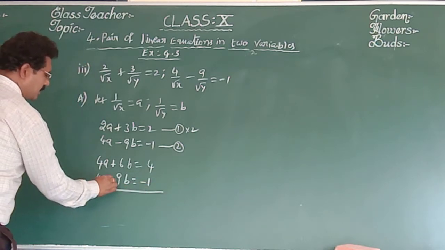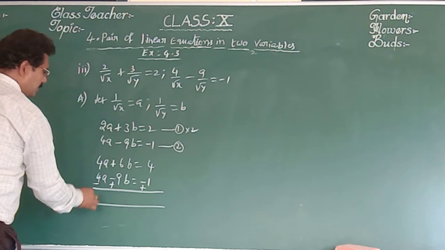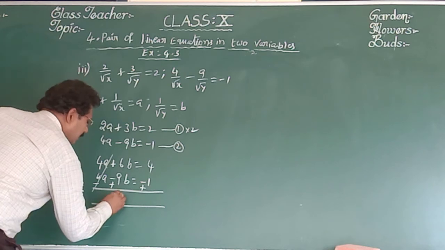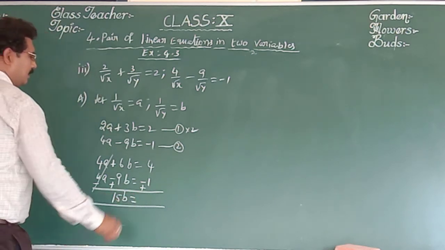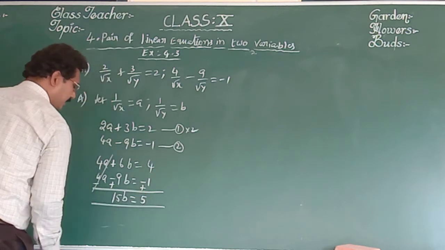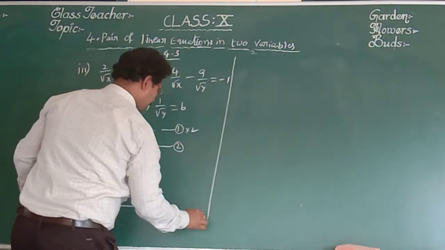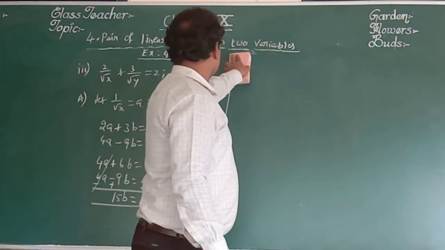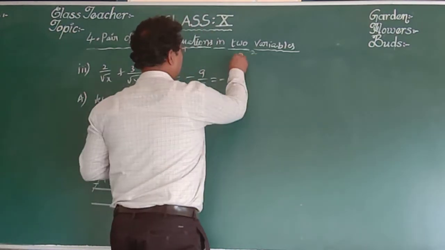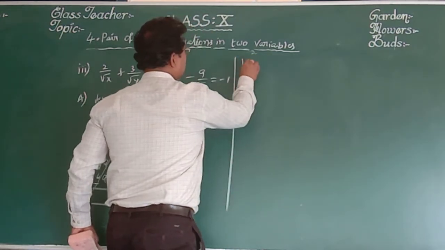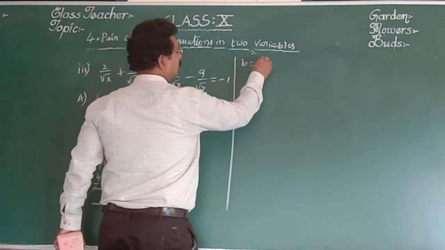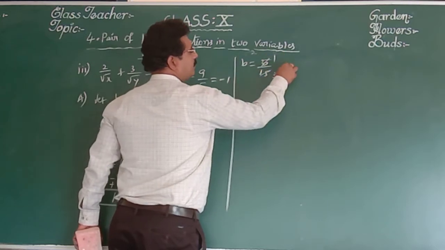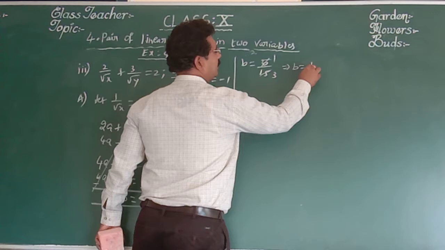Now subtract, so the signs change: minus, plus, plus. So 4a minus 4a gets cancelled. 6b plus 9b, 15b is equal to 4 plus 1, that is 5. Now b is equal to 5 by 15. See, 5 by 15 means 5 1s are 5, 5 3s are 15. So that implies b is equal to 1 by 3.